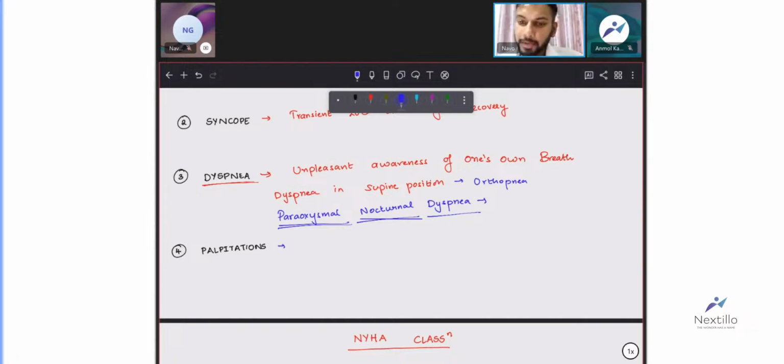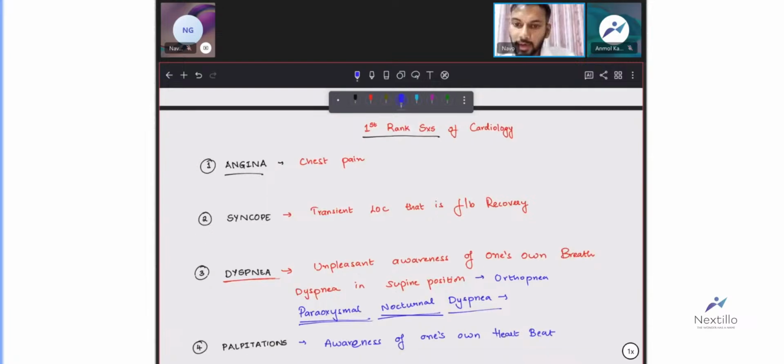Next, palpitation. What is the meaning of palpitation? It is the same. We are unaware of our heartbeat. The heart is beating inside our body, but we don't know how many times it is beating and we don't feel it. If you are able to feel it, that is known as palpitation. It is an unpleasant awareness of one's own heartbeat. So these are the first rank symptoms of cardiology.